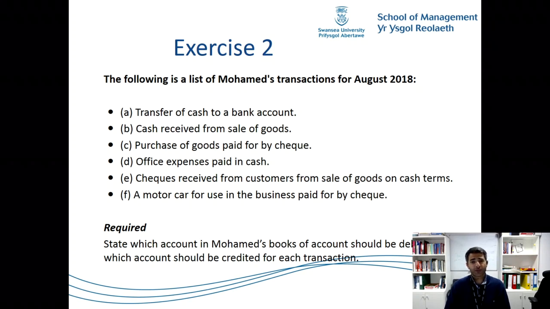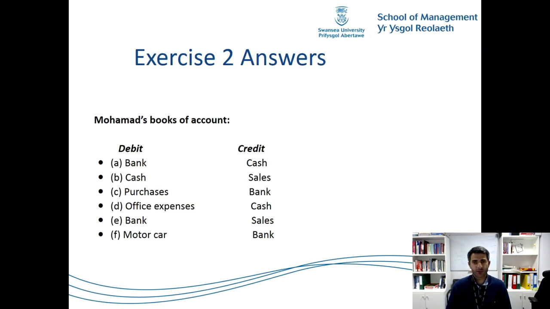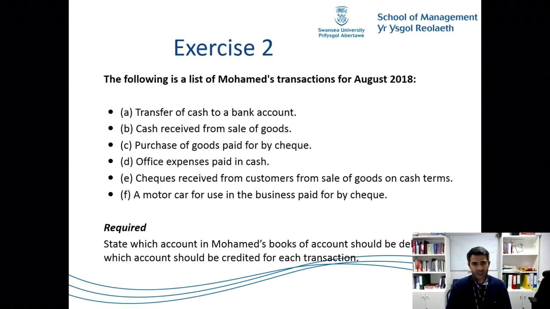Cash received from sale of goods. Again, Muhammad sold goods on a cash basis. So you will expect money in because he received cash, and also on the credit side, the sales, because if you go back to the rules, sales should always be recorded on the credit side. Okay, we did B, D, E.